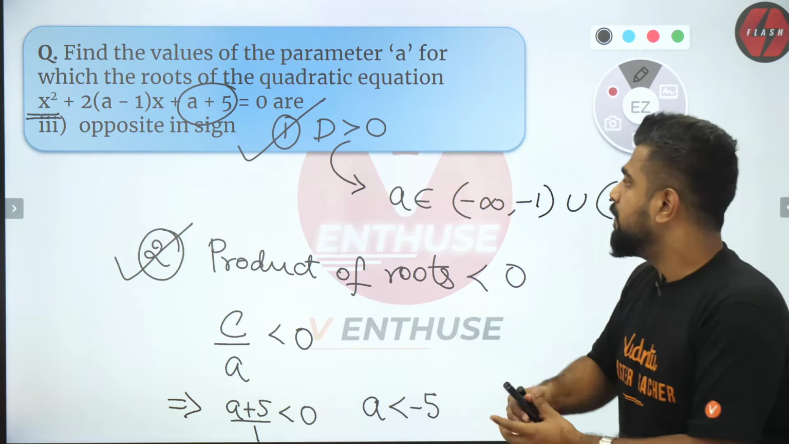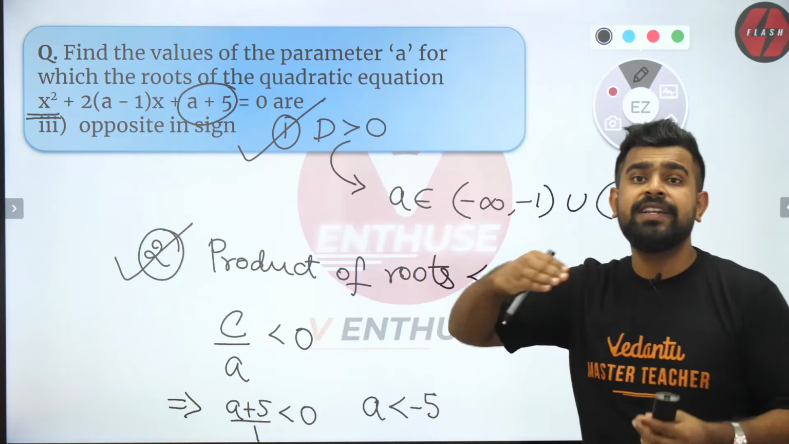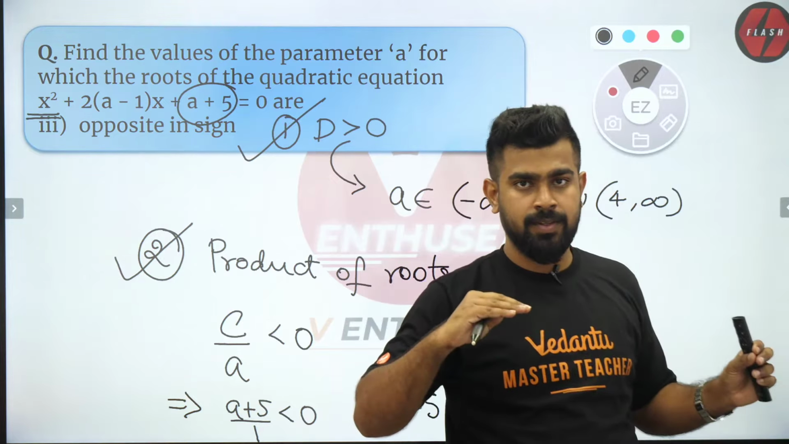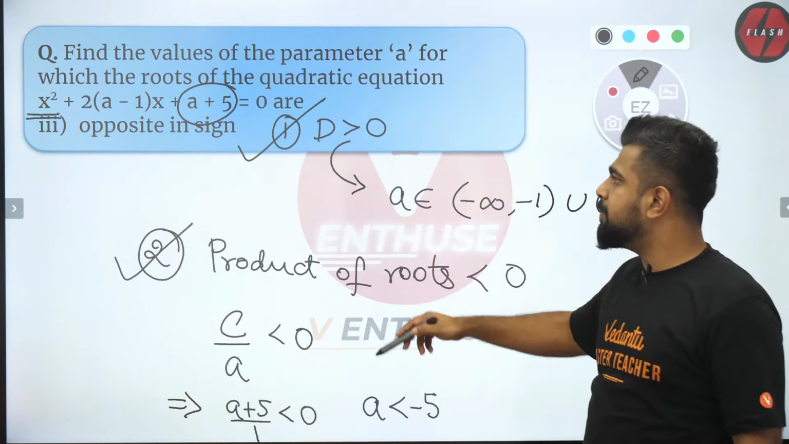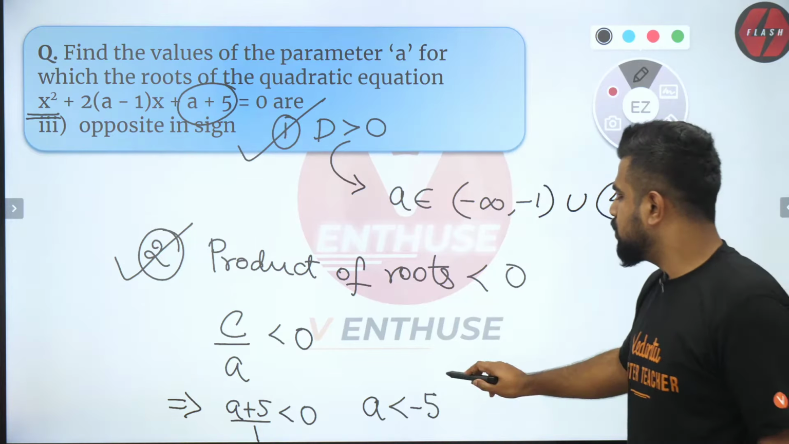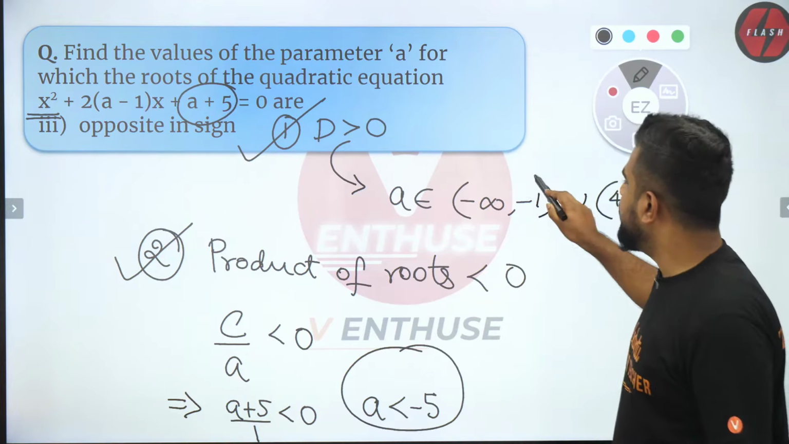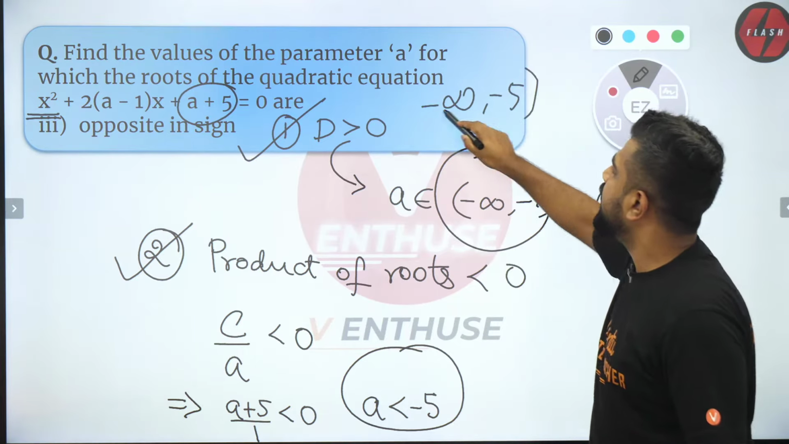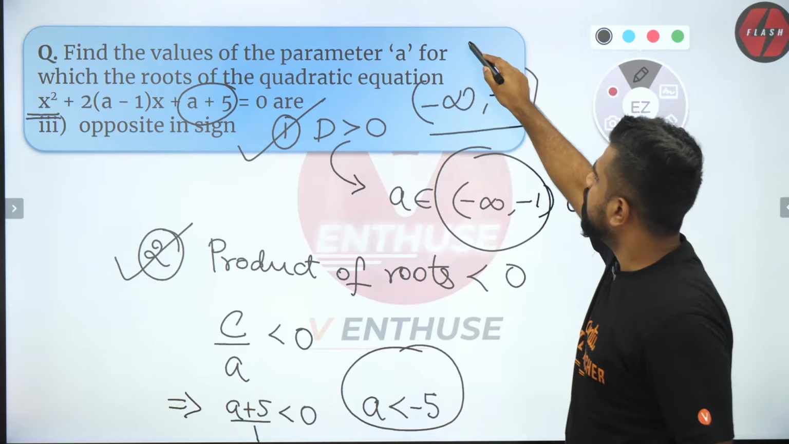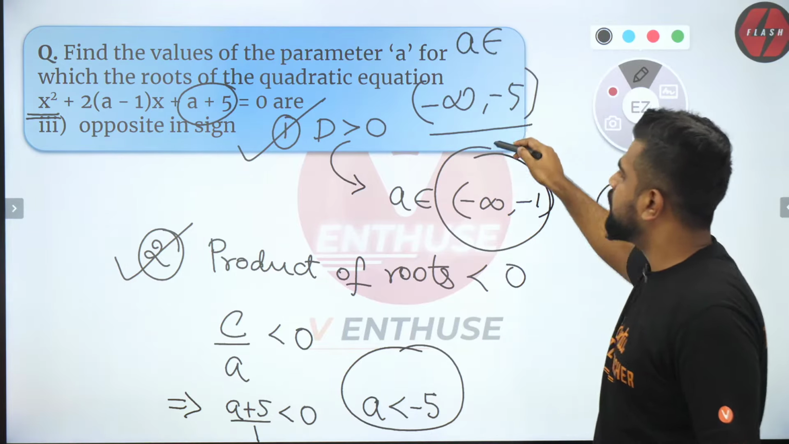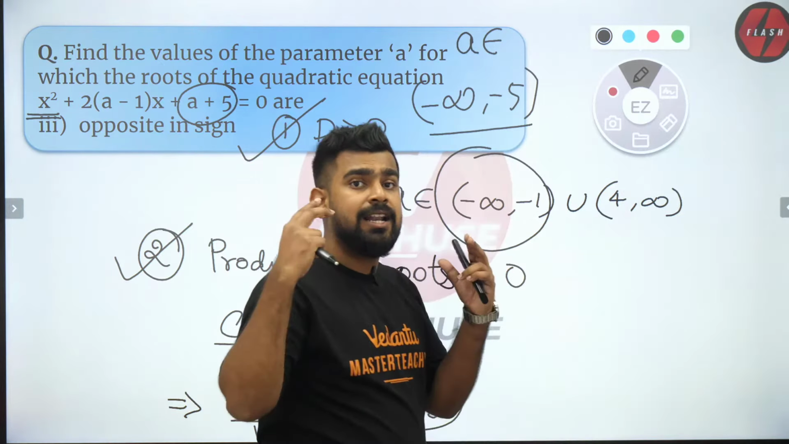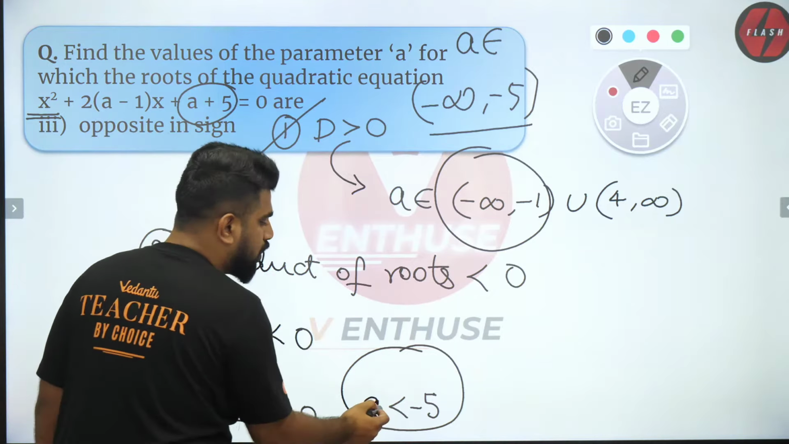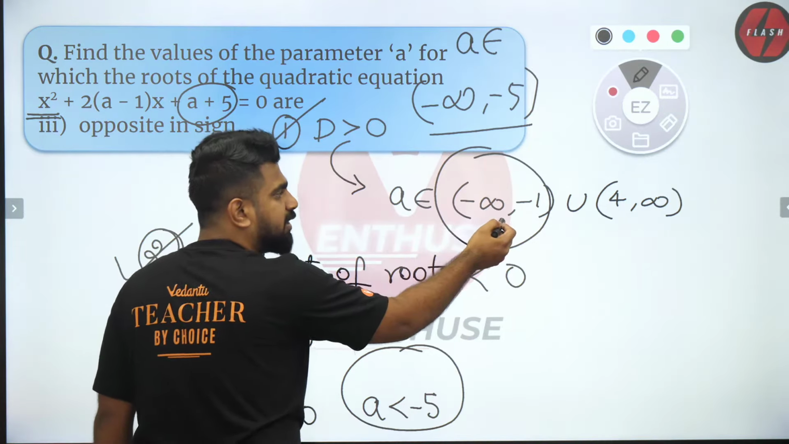And I told you when you have conditions 1 and 2, you should take the intersection. That is the common answer for both of them. So what is the common answer for both of them? Any idea? So the common intersection region will be minus infinity to minus 5. Are you all able to understand that? So A belongs to this particular value. If you guys have got it, let me know in the chat. Because when you take the common, A should be less than minus 5.